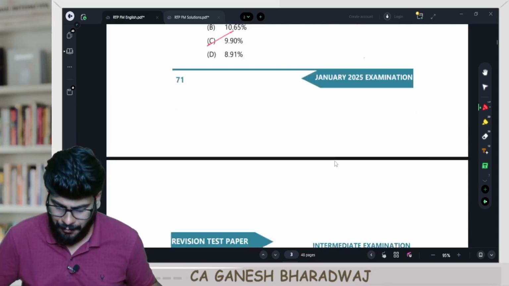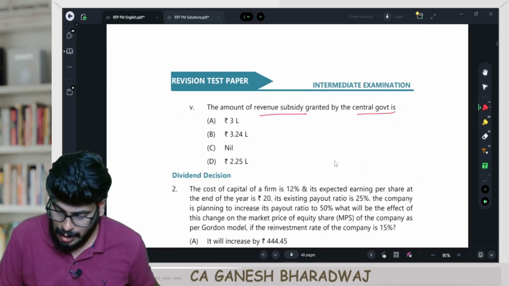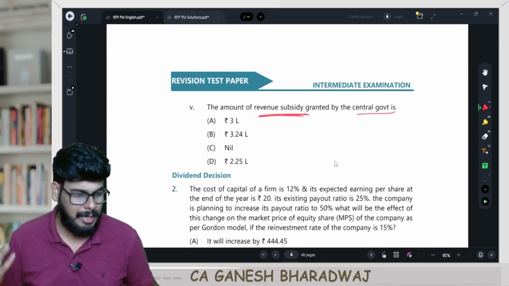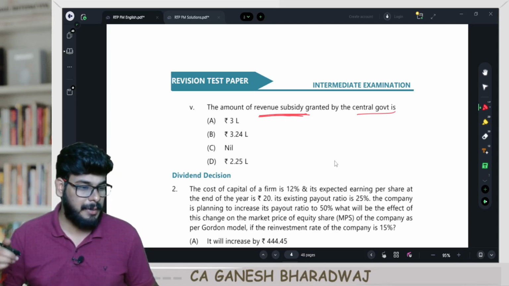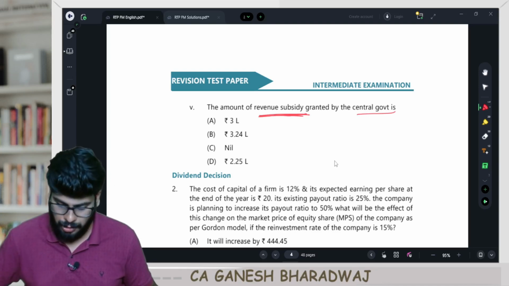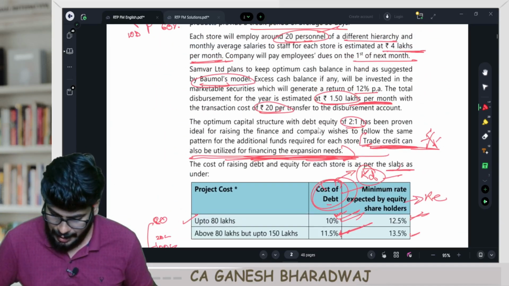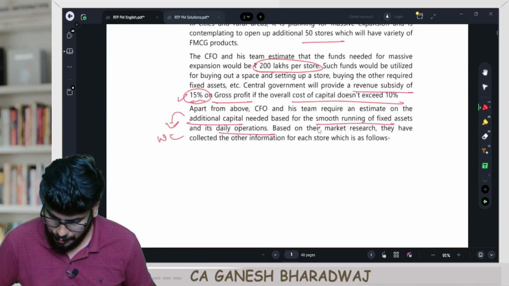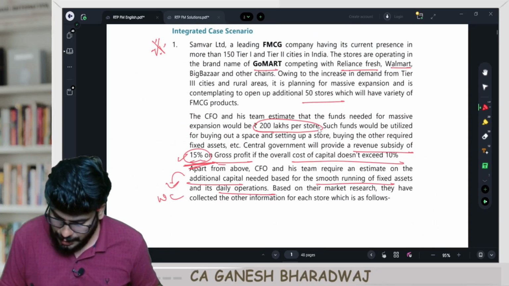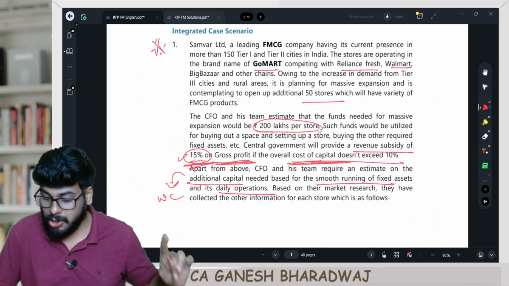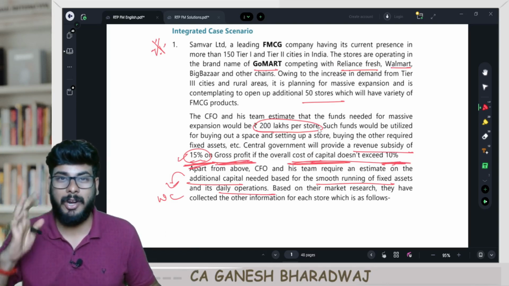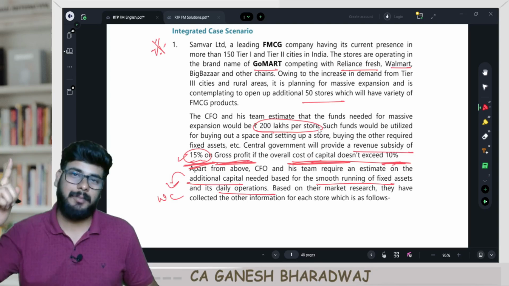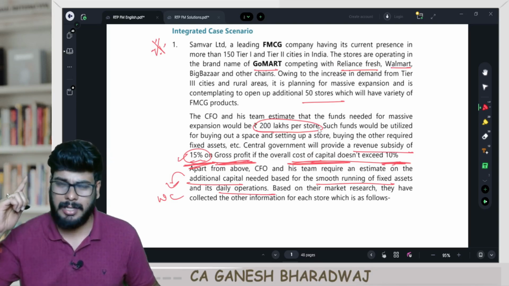Okay, fine. And finally, what have they asked? Calculate the amount of revenue subsidy granted by the central government. So how much were they given? In the question they've given revenue subsidy is going to be 15% on the gross profit. So read the question here. They have said the revenue subsidy will be 15% on the gross profit if the overall cost of capital does not exceed 10%. What is the overall cost of capital? 9.9. Just under the limit. So is the company eligible for a subsidy?